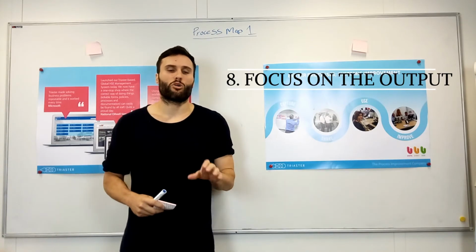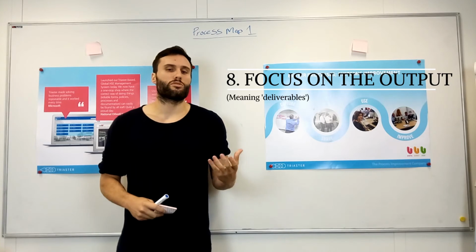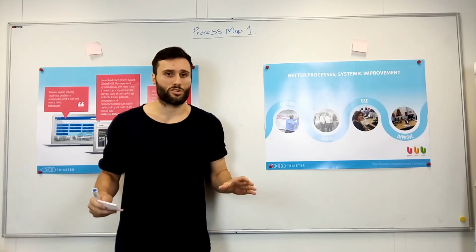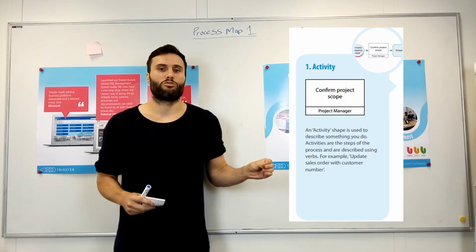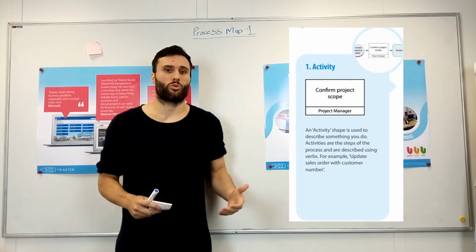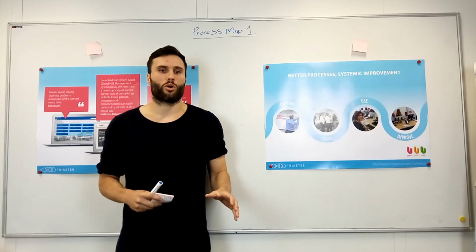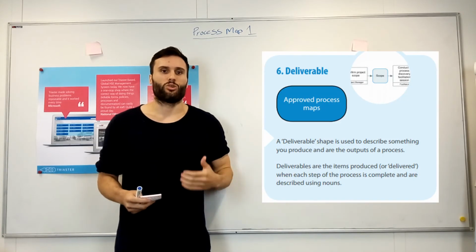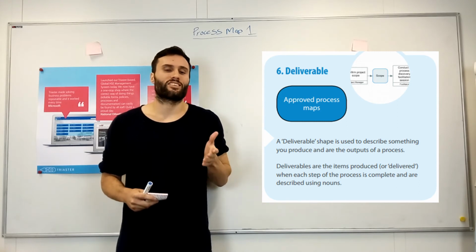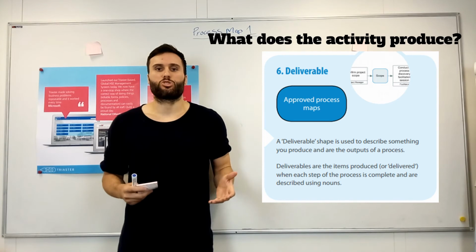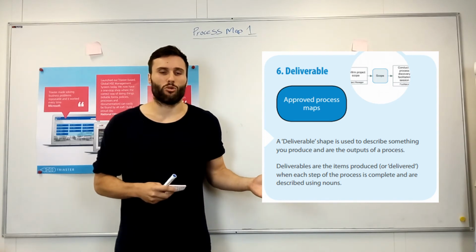8. Focus on the output. It's important to focus as much as possible on the deliverables that are produced throughout a process. Activities have no value, they actually attract a cost, whether it's in terms of budget, time, or resource. The value of a process is in its deliverables. In order to capture a deliverable, ask the question, what does the activity produce? Or, what do you have now that you didn't have before?